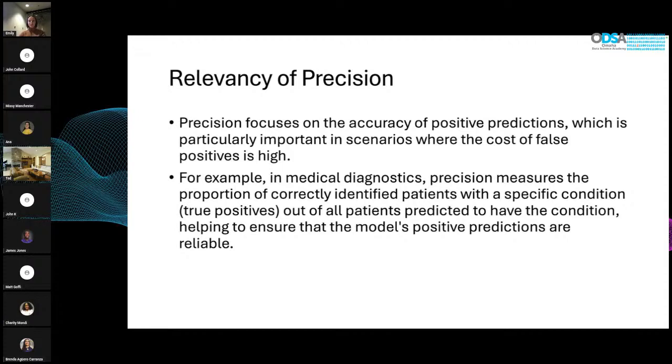So why is this relevant? And I probably jumped ahead of myself and already said this, but it focuses on the accuracy of the positive predictions, which is particularly important in the scenarios where the cost of a false positive is very high, where it's really serious if you predict something is a positive, but it's not actually a positive. So medical diagnoses, we're predicting the proportion of the correctly identified patients with a specific condition out of all the patients predicted to have that condition. So we're very concerned with getting things correct. When we do say that something is a positive class, this is a measure of how good the model is at actually identifying that.